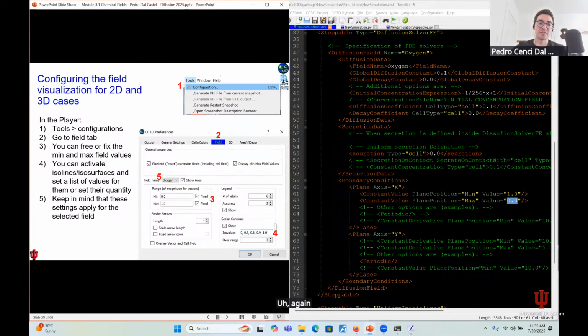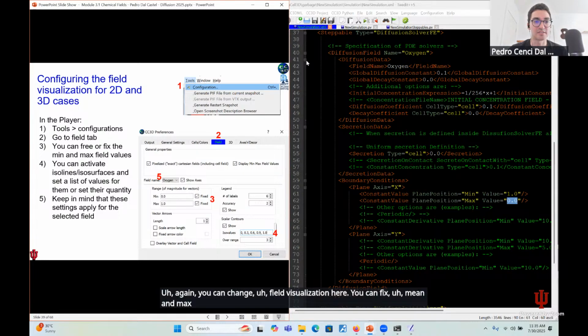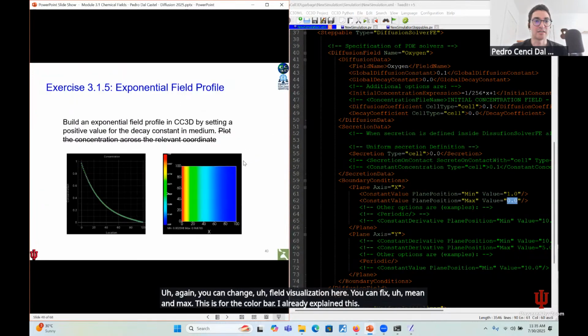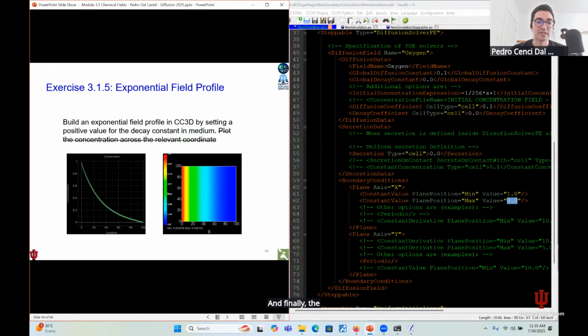Again, you can change field visualization here. You can fix min and max. This is for the color bar. I already explained this. And finally, the exponential field profile.